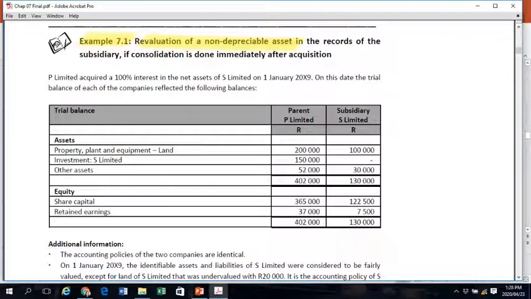date, and the value adjustment is recognized in the records of the subsidiary before we consolidate. So P Limited acquired 100% interest in the net assets of S, and my acquisition date is 1 January 20X9. On this date, in the trial balance, you can see that the property, plant and equipment land of the subsidiary is measured at 100,000 Rand.